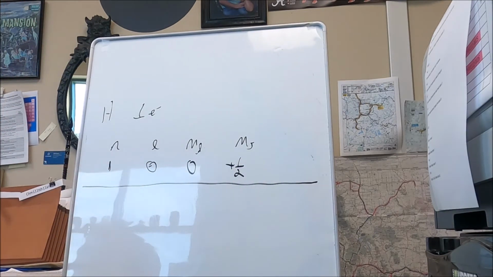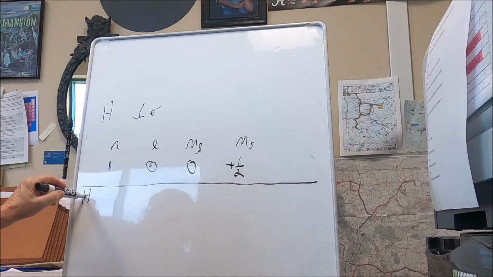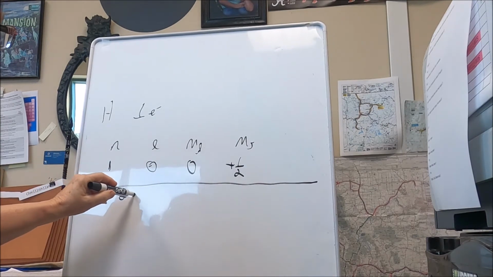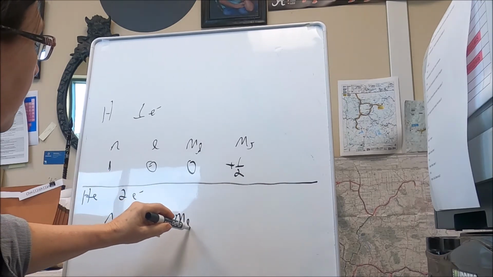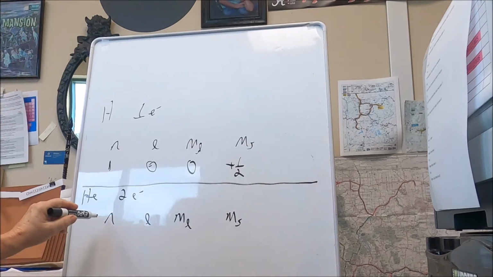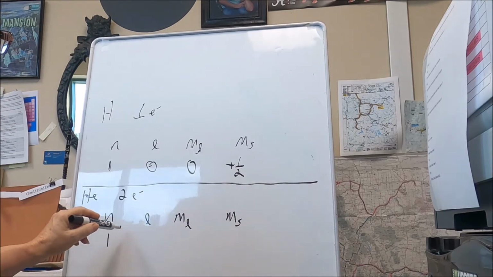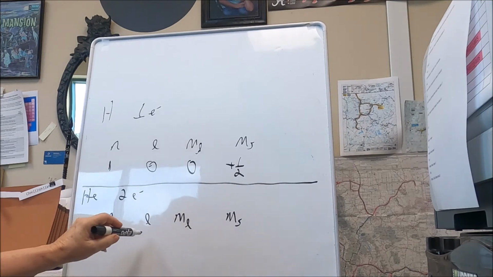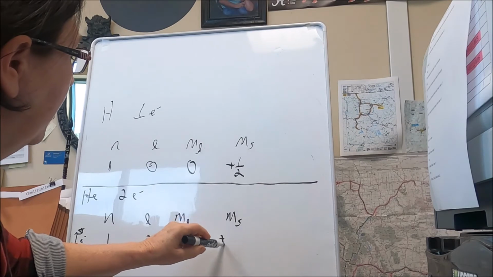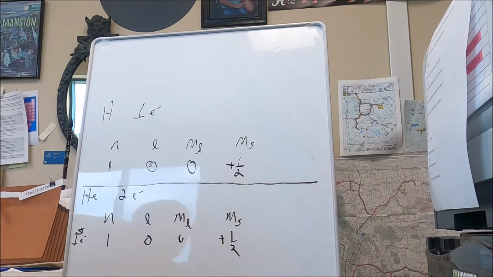Make sure we can see that. Okay, if we go to helium with 2 electrons, n, l, m sub l, m sub s. I know that its first electron is going to be 1, 0, 0, plus a half, because that's what hydrogen's electron was.